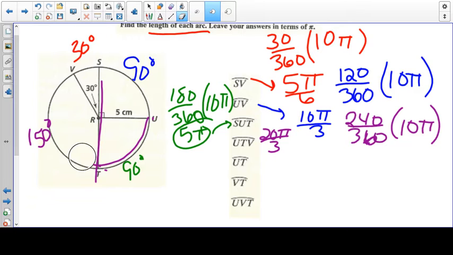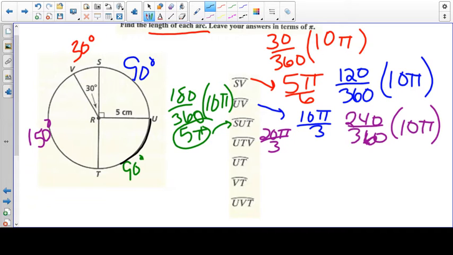I'm going to erase my line so I can see what I'm asked for next. I'm going to leave my degrees because we were smart and left them so that we would know what to do next. Alright, this next one, this 5th one, I'm looking for UT. So I'm looking right here. Well, isn't that very similar to SU? It's exactly the same piece. So if that's the same piece, I can just say, hey, what was my answer for SU?